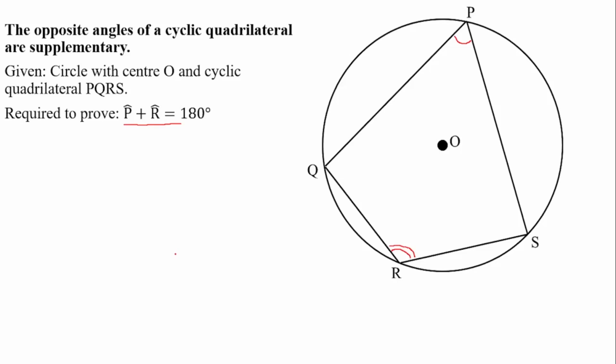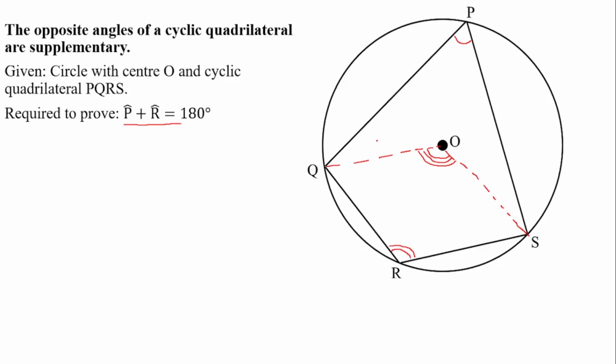Remember, we have to know the constructions that we have to do. Okay, so in this case we have to construct OQ and then OS, like that. And then we have to remember also the theorems that we have to use. If we check here, we have constructed an angle at the center subtended by QS, isn't it? And then an angle at the circumference subtended by the same arc QS.